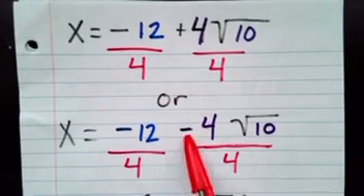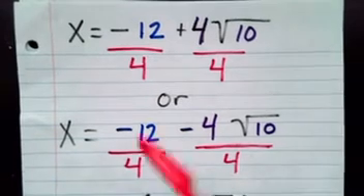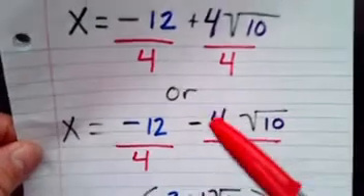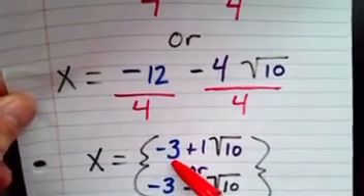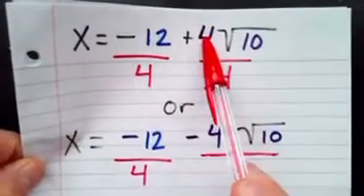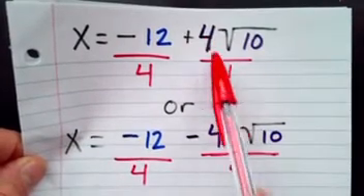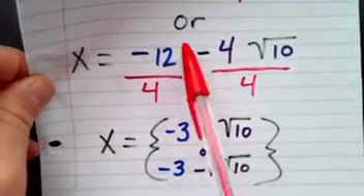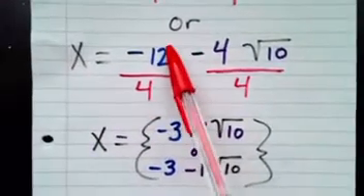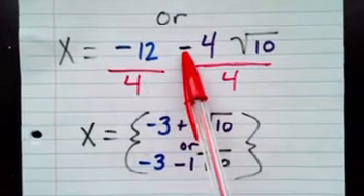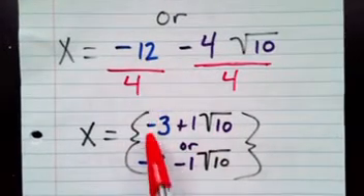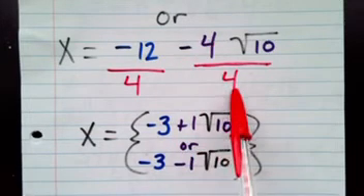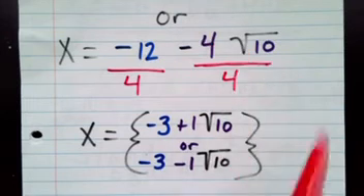Same thing with the minus. So here we can simplify further. Negative 12 divided by 4 is a negative 3. Positive 4 divided by 4 is a 1 times the square root of 10. And then we do the same thing here. We have negative 12 divided by 4. Remember, this is the minus. Negative 12 divided by 4 is a negative 3. And then there's the minus. Minus 4 divided by 4 is 1 times the square root of 10.